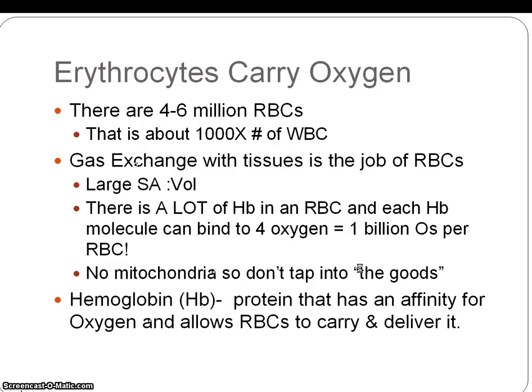So each red blood cell can carry about 1 billion oxygens. And if you think of the 4 to 6 million red blood cells we have, it's a heck of a lot of oxygen that we're capable of carrying. The other thing that's interesting is that because the hemoglobin is basically the only component of an erythrocyte, there are no mitochondria, no cellular apparatuses that are using oxygen. So if the goods being carried are oxygens, there's no utilization of oxygen by the red blood cell itself. And so it's able to carry it and drop it off without tapping into the supply.